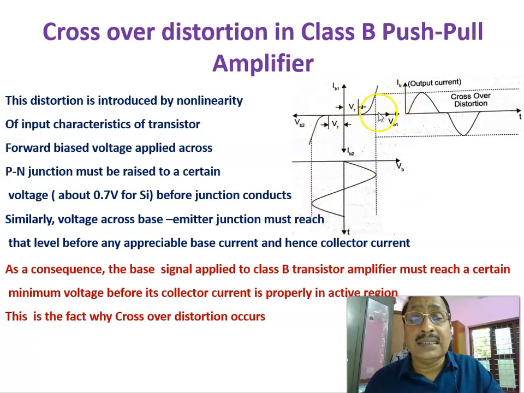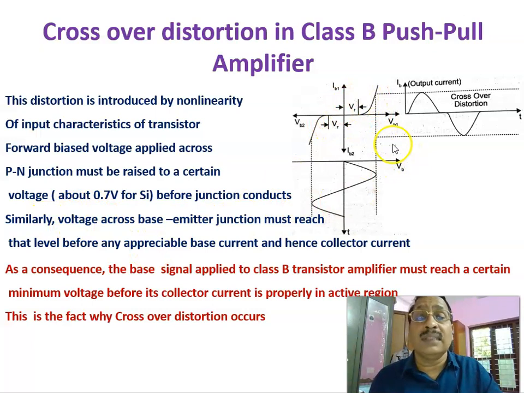Due to that, this is the non-linearity of the input characteristics of the transistor. The forward bias voltage applied across the PN junction must be raised to a certain voltage, the cut-in voltage, 0.7 volt or so, before the junction starts conduction. Therefore, until the input voltage reaches 0.7 volt, it does not conduct. That is the problem. On the output side, in a certain area there is no current, or zero current, and this portion is called the crossover distortion.